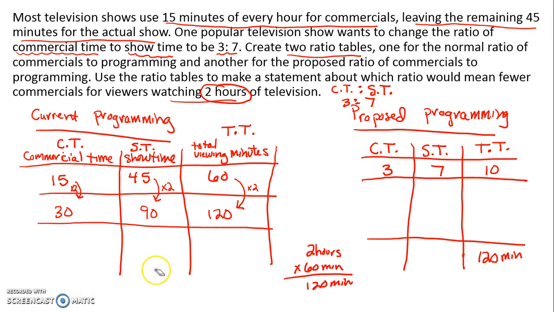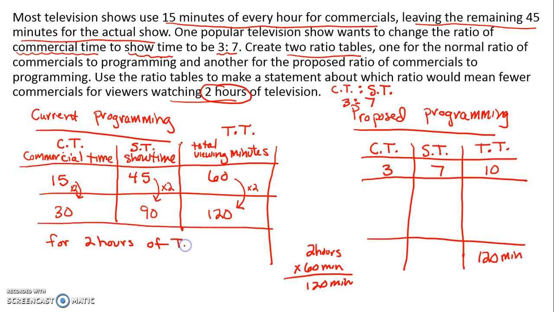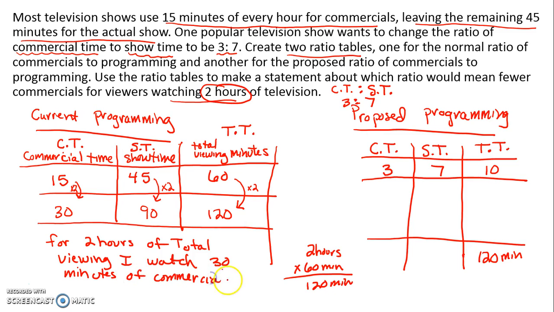So currently, if I had 2 hours of television, I just want to shorten up my table a little. If I watch 2 hours of television, I'm getting 30 minutes of commercials. So for 2 hours of total viewing, this is currently 120 minutes of total viewing, I watch 30 minutes of commercials. Okay.